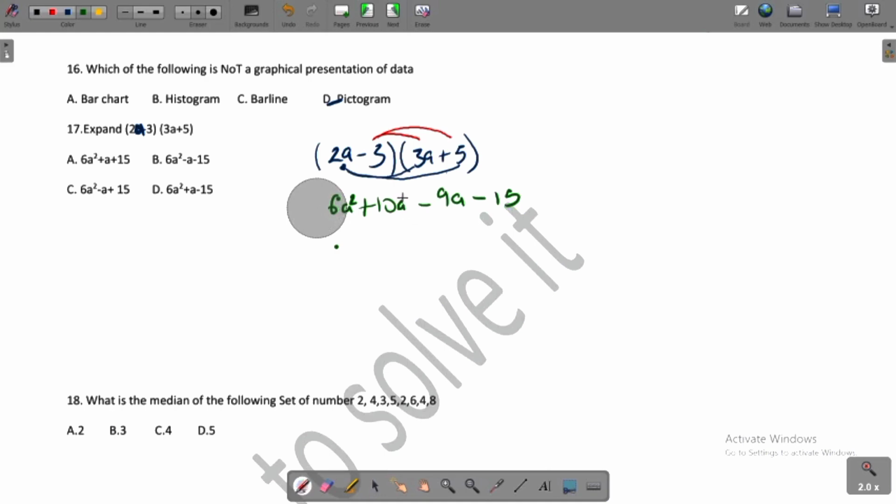So now we take the similar ones here. You have this and this. You can work on it. Plus 10a minus 9a, 6a squared, plus 10a minus 9 should go 1a. So we are writing our 1a as a minus 15. So this is the answer. And this is Option D.